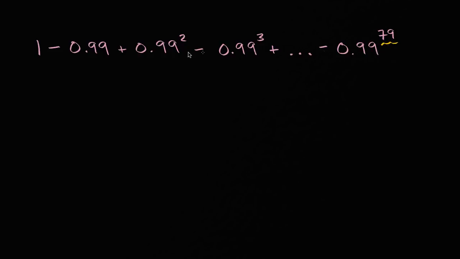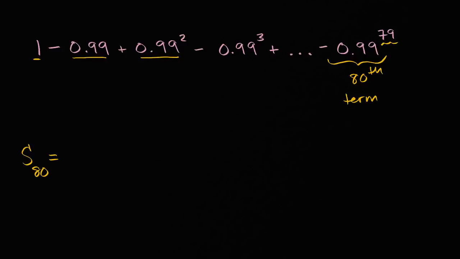But be very careful, because the first term is when we're taking things to the 0th power. We're taking 0.99 to the 0th power. The second term is where we're taking it to the first power. The third term is where we're taking it to the second power. The fourth term is where we're taking it to the third power, and so on and so forth. So this right over here is the 80th term. So we want to find S sub 80.